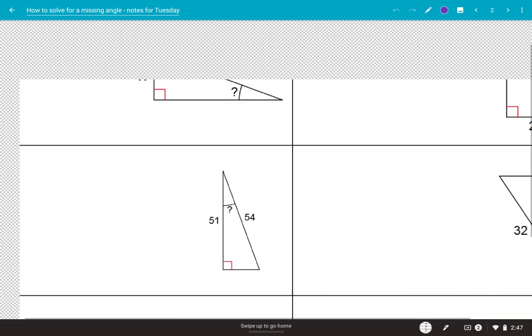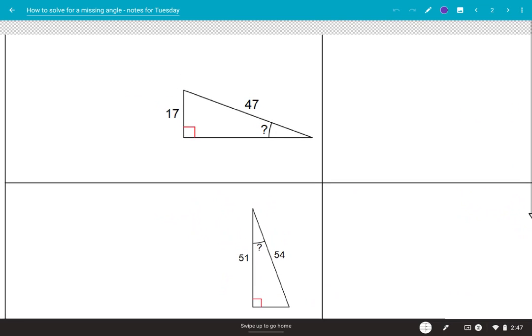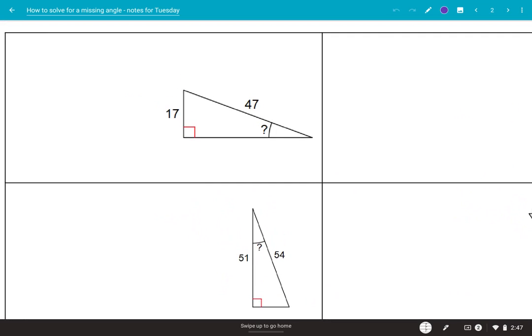All right, so our first one we're going to be working on. Very first thing, we're going to set it up just like we did last week, where you're going to label your sides. Opposite, hypotenuse, adjacent. Cross off the side that doesn't have a number. And again, we have O and H. So O and H we know is going to be sine. So we're going to go sine. We don't know the angle, so it's sine x equals your opposite over your hypotenuse.